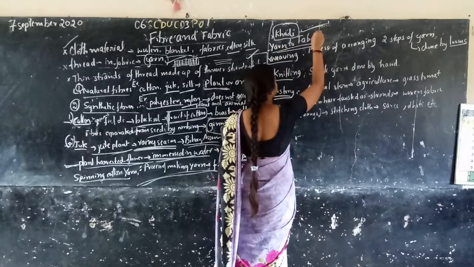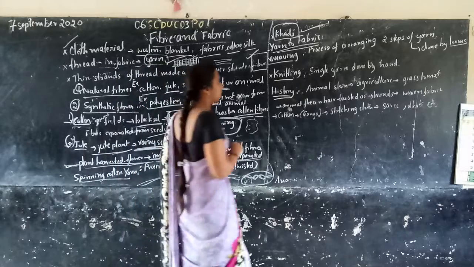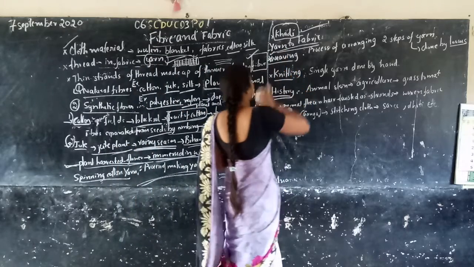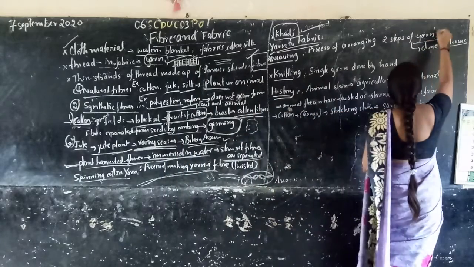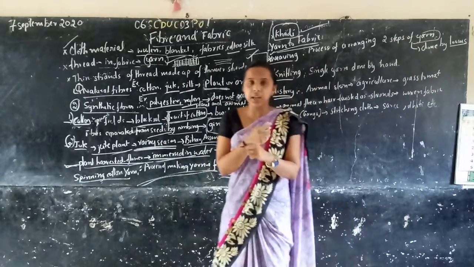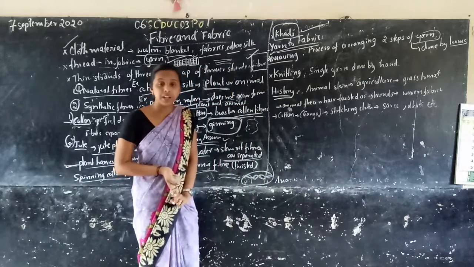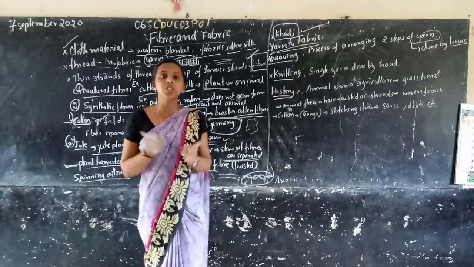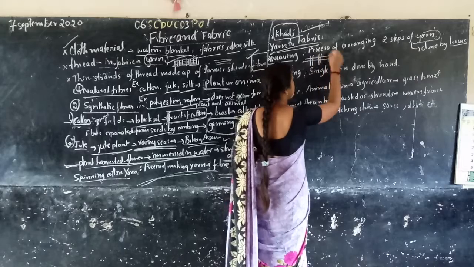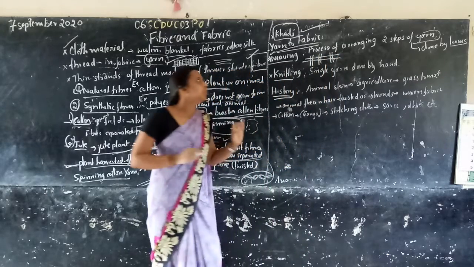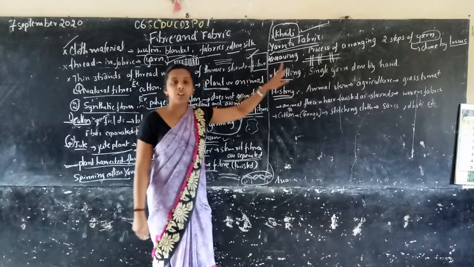Yarn to fabric. How do we make fabric from yarn? We can make fabric in two ways. First one is weaving. Weaving means the process of arranging two sets of yarn. So we know how a single yarn is processed. Students, we study weaving as the process of arranging two-step yarn. How do we arrange it? Two sets of yarn in this fabric. Such a process we call weaving.